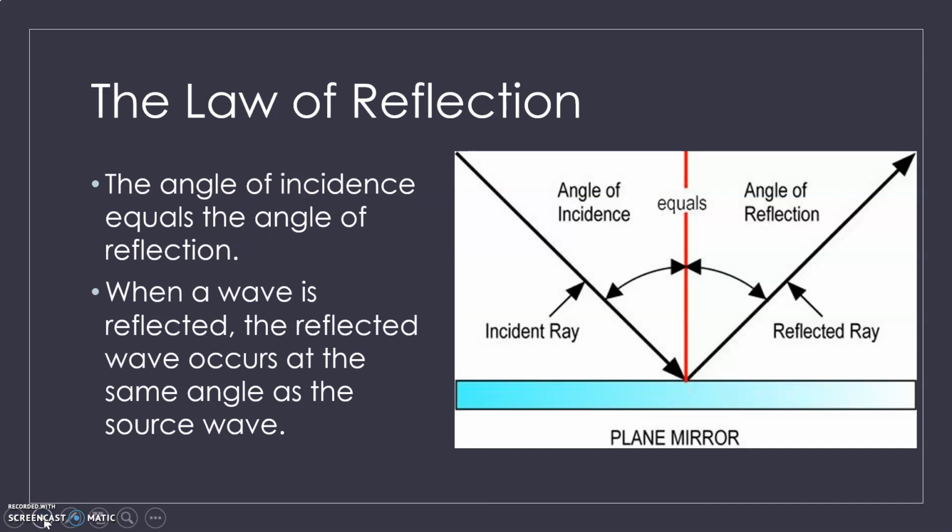We have the law of reflection. Essentially what the law of reflection states is the angle of incidence equals the angle of reflection. We're going to talk about each part of the law of reflection, but essentially what it means is when a wave is reflected, the reflected ray or wave occurs at the same angle as the source wave. So again, we're going to talk about each part of this.